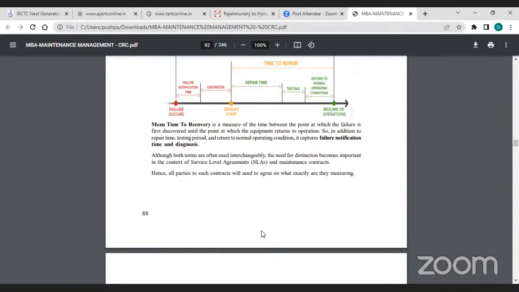Then there is mean time to recovery. It is the measure of the time between the point at which the failure is first discovered and the point where the equipment returns to operation. So this is known as mean time to recover.